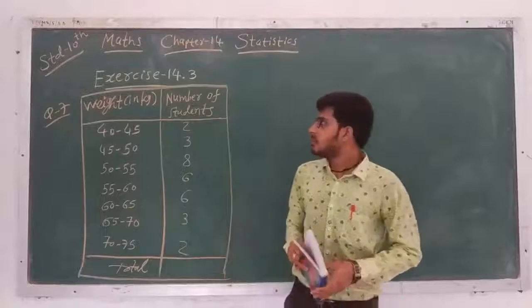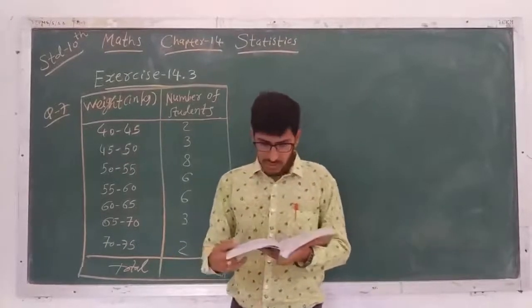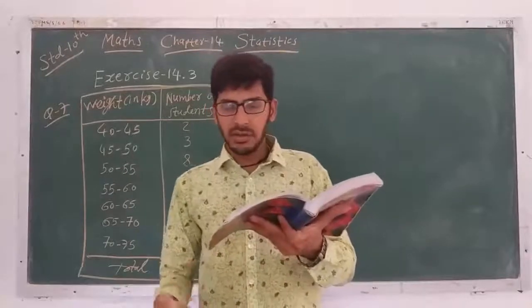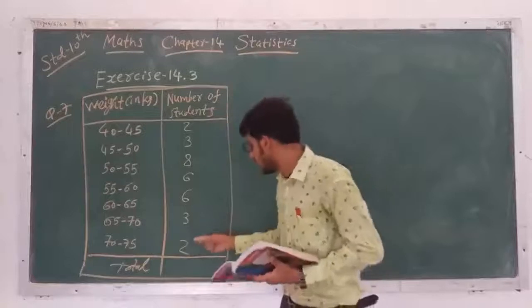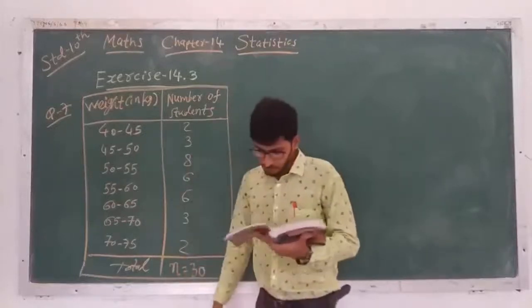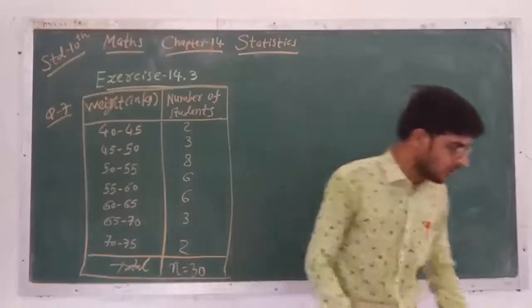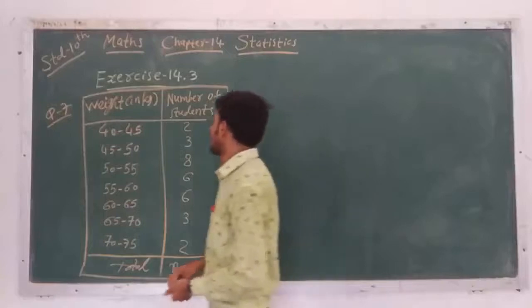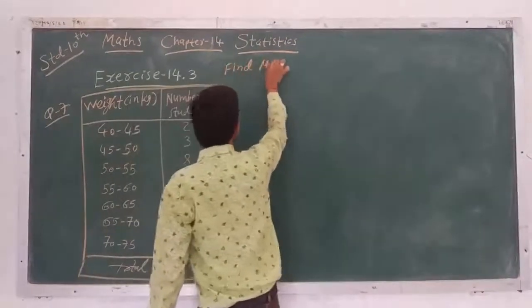Next, exercise 14.3, question number 7. The distribution below gives the weights of 30 students of a class. So here the total number of students is 30, so we can write n is equal to 30. Find the median weight of the students. So we have to find the median.